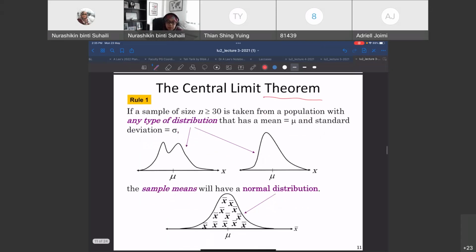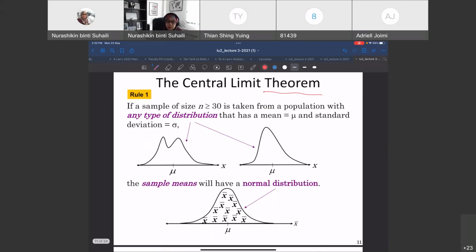If a sample of size n greater than 30 is taken from a population with any type of distribution that has a mean equal to the population mean and standard deviation which is equal to the standard deviation of the population, the sample means will have a normal distribution. Okay, so remember when I say any distribution, when the n is big, which is about more than 25 or 30, but in this case it's 30.